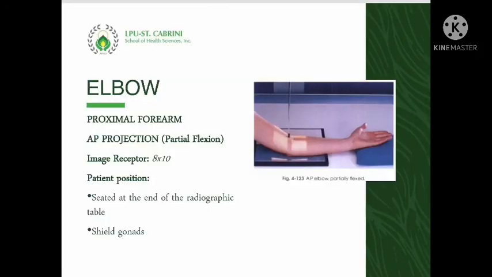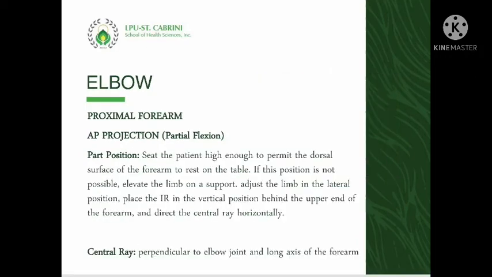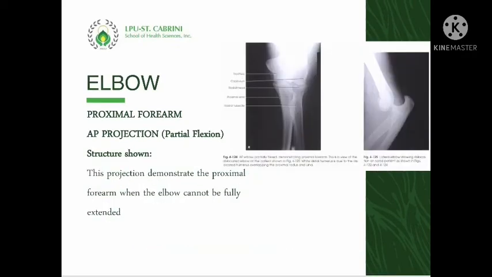The next AP projection in partial flexion is to include the proximal forearm. The patient is seated at the end of the radiographic table, seated high enough to permit the dorsal surface of the forearm to rest on the table. Direct the central ray perpendicular to the elbow joint and long axis of the forearm. This projection can demonstrate the proximal forearm when the elbow cannot be fully extended.